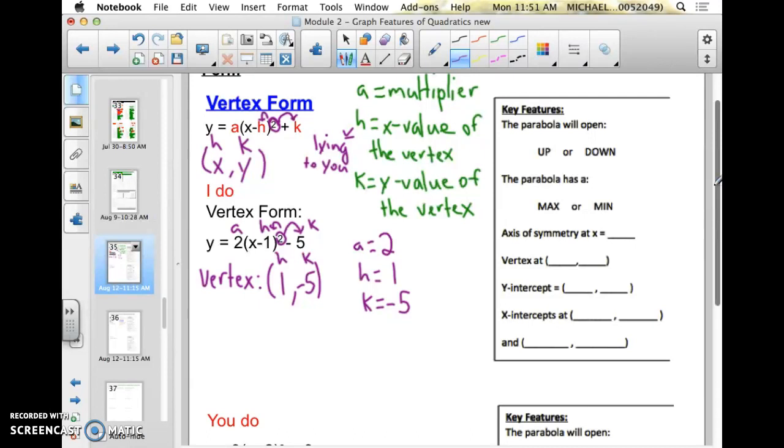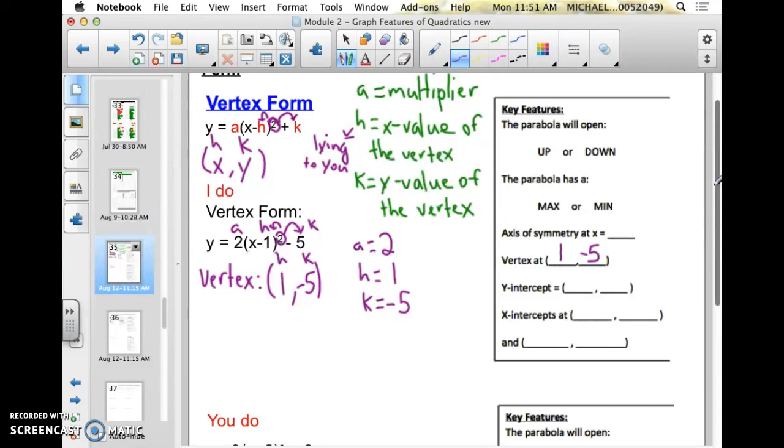So I have found my vertex, all right? So I know that to be 1 comma negative 5. Now we can go ahead and fill in a few other things in this box. We're not going to do the y-intercept right now or the x-intercepts. I want to be able to find those after we learn how to draw these in a later objective.